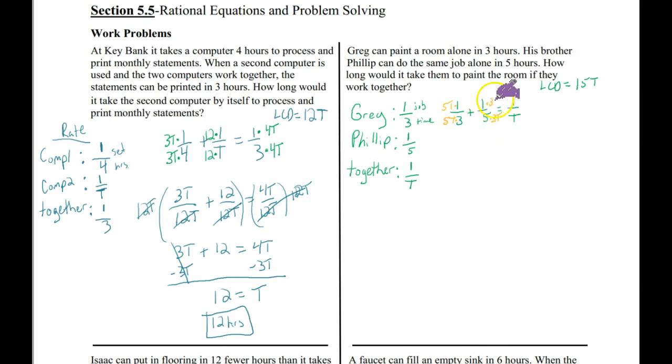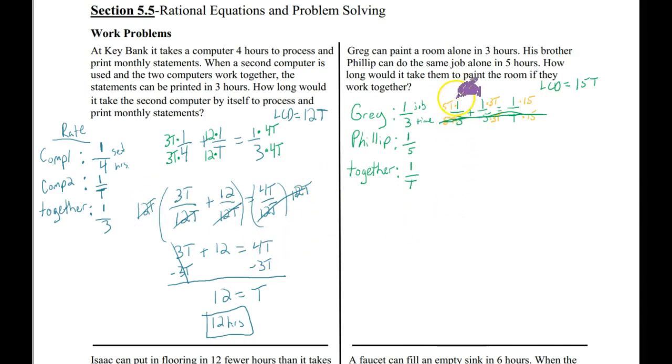Numerator and denominator. And then the t, I need to multiply by 15 to make it 15t. Once all the denominators are the same, then I don't need the denominators anymore, right? I can clear out those denominators. And this is why, because I can multiply everything by the LCD and the denominators would divide out.